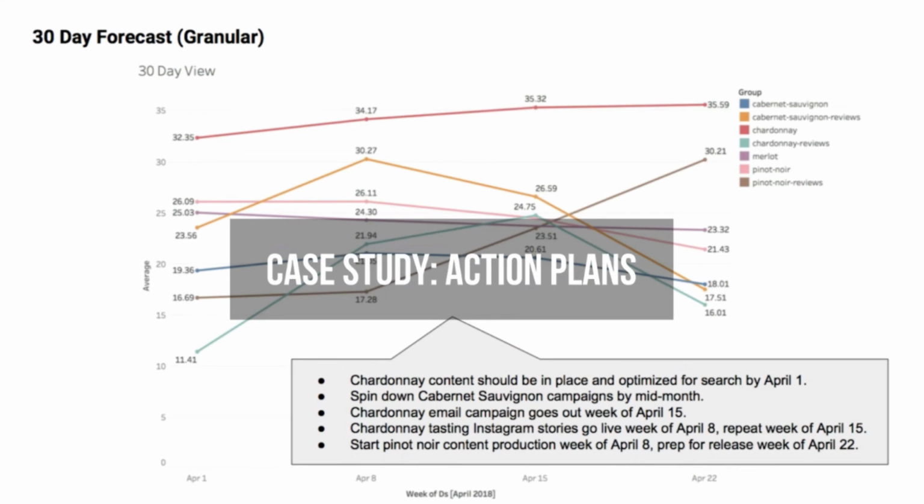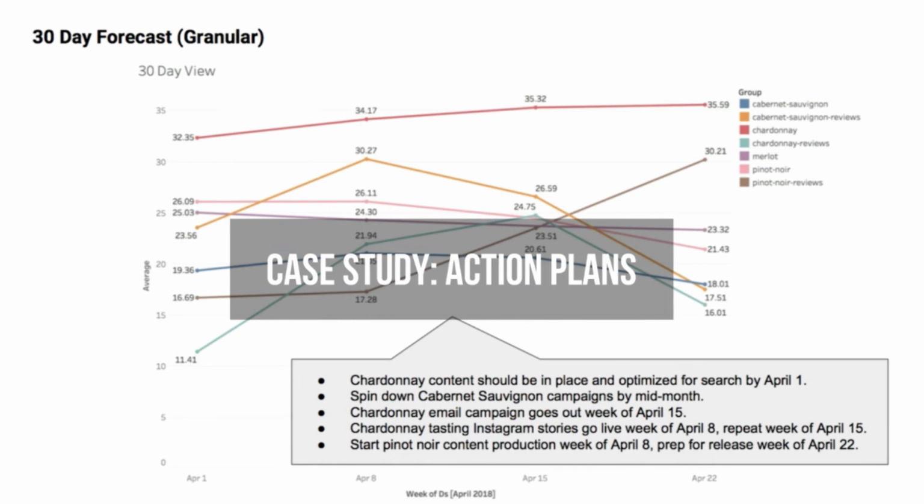And so what we have also is a very specific case study. So we worked with a wine company. They created products for the major product lines such as Cabernet Sauvignon, Chardonnay, Merlot, and Pinot Noir. And so what we were able to do was, again, using search data, determine in a 30-day forecast what their audience was likely to be searching for so that they could have very specific actions to take. So we were able to project forward and come up with these specific recommendations.